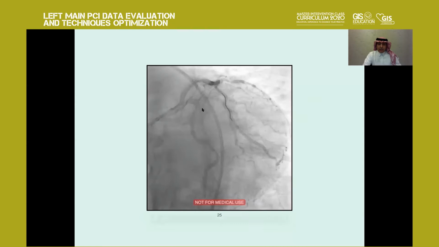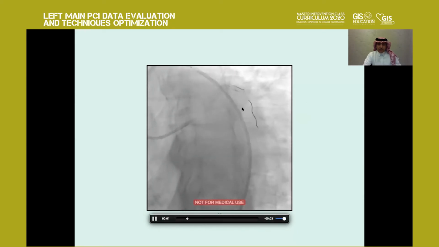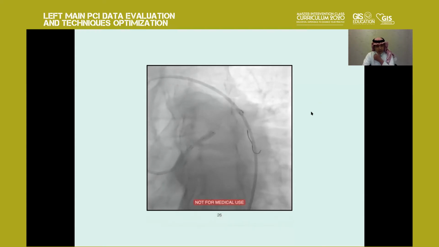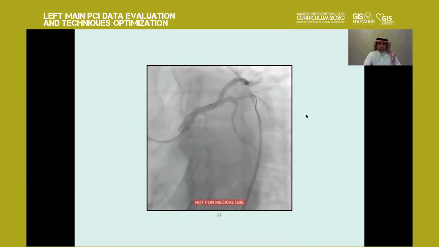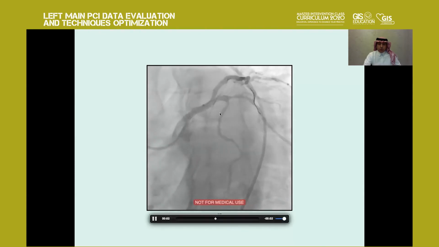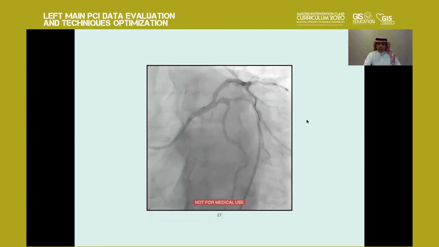At this stage, I felt that everything is open. There's no block shift. I just need to go and optimize the stent in the left main. So I went with the 4.5 by 8 non-compliant balloon with nominal pressure. Again, it looks good. Happily, there is no block shift anywhere. The patient is doing fine. No complaints.